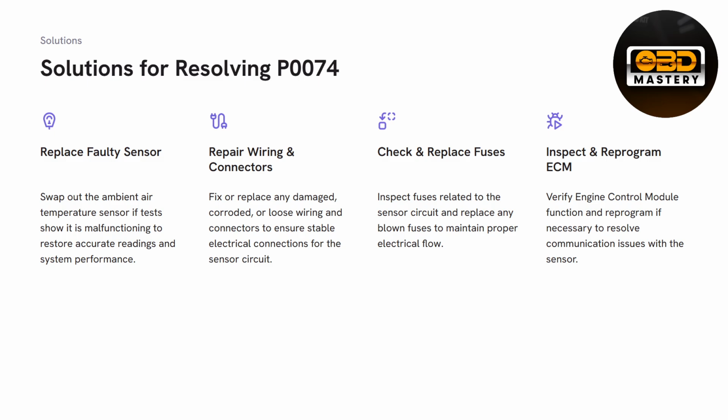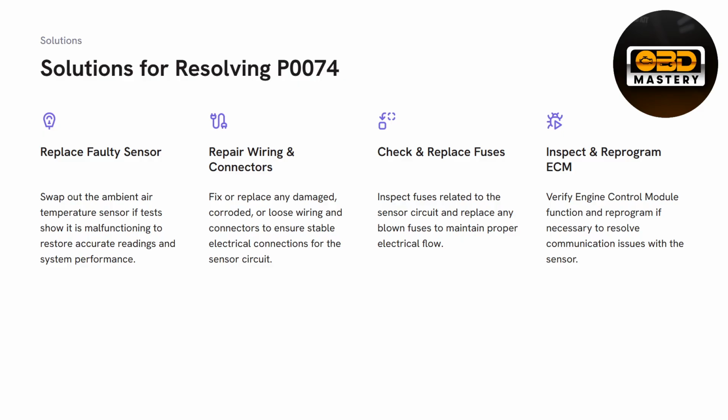Solutions for resolving P0074. Solutions. Swap out the ambient air temperature sensor if tests show it is malfunctioning to restore accurate readings and system performance. Fix or replace any damaged, corroded, or loose wiring and connectors to ensure stable electrical connections for the sensor circuit. Inspect fuses related to the sensor circuit and replace any blown fuses to maintain proper electrical flow.